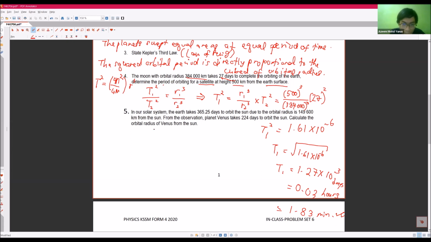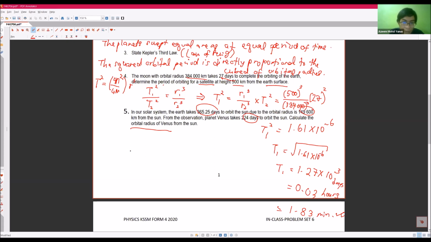So number 5. In our solar system, the Earth takes 365.25 days to orbit the Sun at an orbital radius of 149,600 km from the Sun. From observation, planet Venus takes 224 days to orbit the Sun. Calculate the orbital radius of Venus from the Sun. Again, we involve two planets. We need to compare two planets that both revolve around the Sun, so again we have to use the ratio formula.